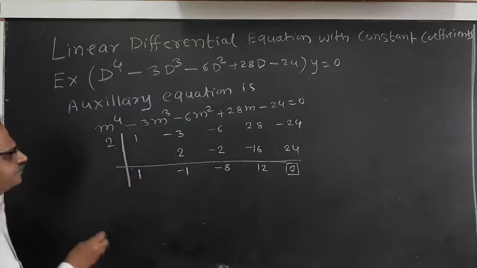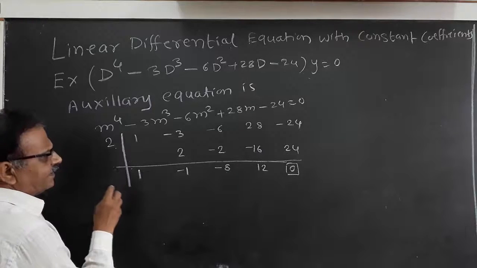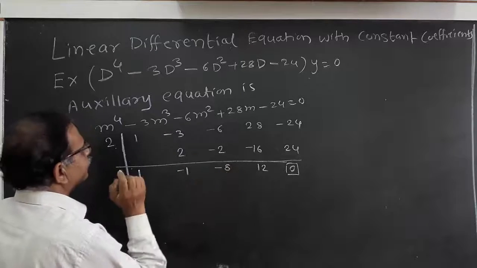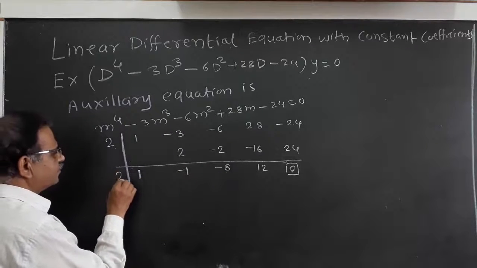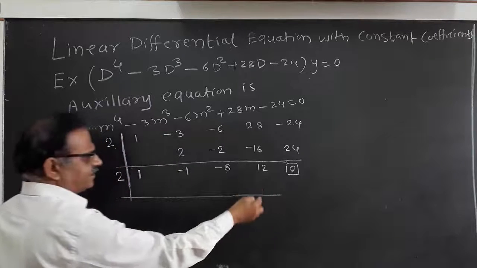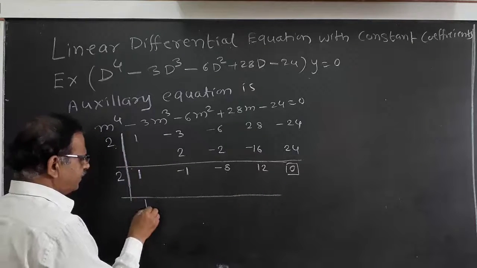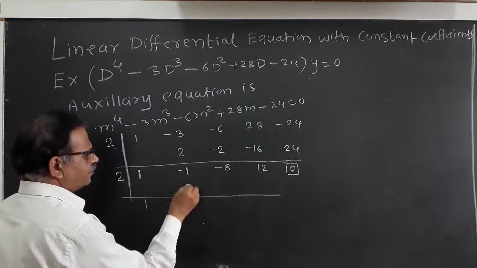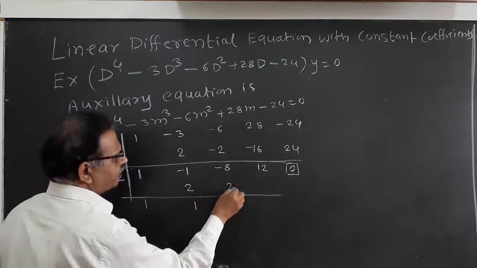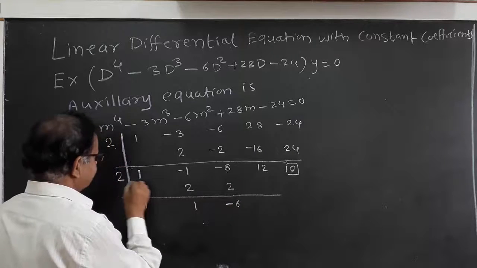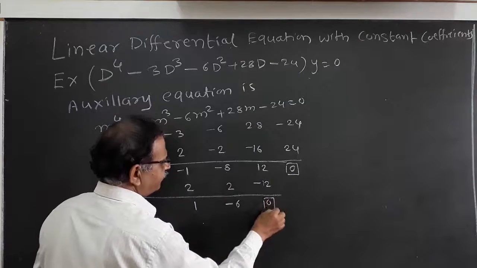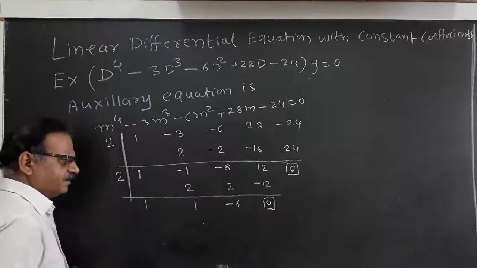Therefore, again 1, minus 1, minus 8, 12. Again we shall check whether 2 is a root or not. If 2 is a root, then the last term will become 0. 1. 1 into 2 is 2. Minus 1 plus 2 is 1. 1 into 2 is 2. Minus 8 plus 2 is minus 6. Minus 6 into 2 is minus 12. 12 minus 12 is 0. Therefore m equal to 2 is the second root.